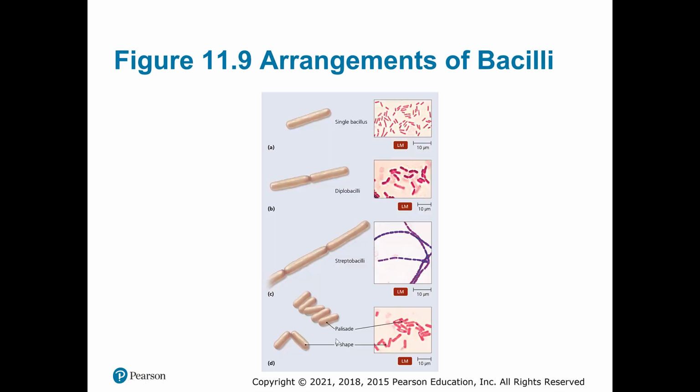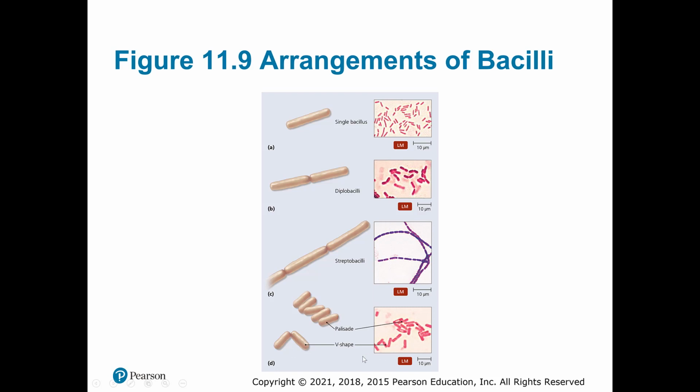Bacilli cells have similar arrangements. You can have a single bacillus. You can have two bacilli cells together. That's diplobacilli. Streptobacilli would be a chain of rod-shaped bacteria. And there's no staphylobacilli. Instead, there might be palisade, which is like a zigzag chain, or a V-shape. This would be the result of snapping division, two cells that are still hinged together.